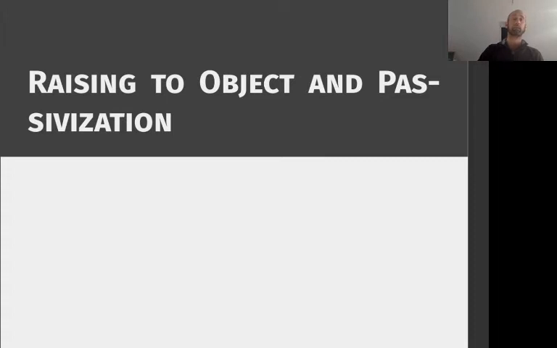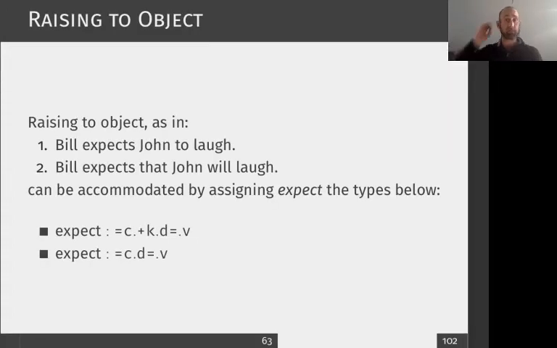Okay, so raising to object, very famous kind of construction. We've been studying it for 50 years now. Bill expects John to laugh, and Bill expects that John will laugh. Two grammatical sentences, many of the same words in them. We say that there's an alternation, that expects participates in an alternation. The first example, expects, is in something like a ditransitive frame. It has an object, a nominal object, John, and it has a clausal object, to laugh.